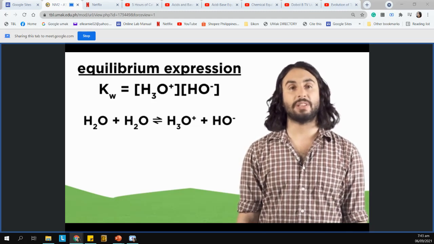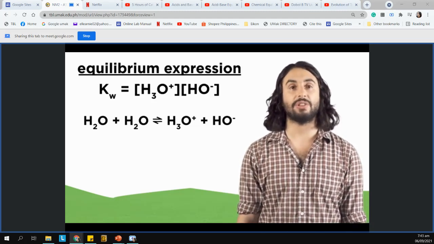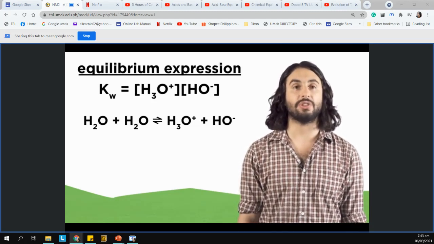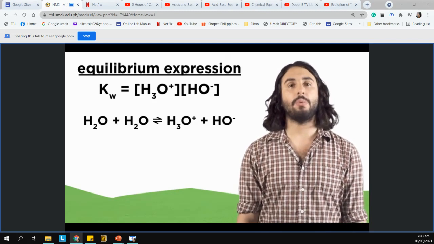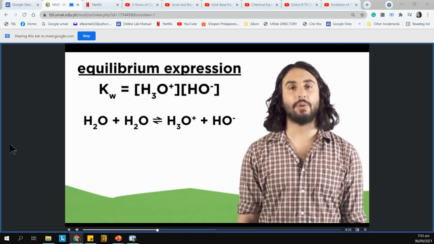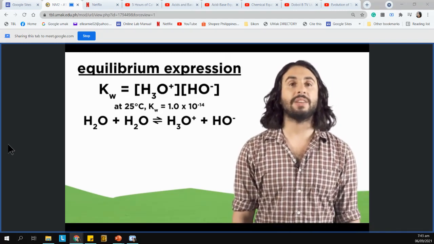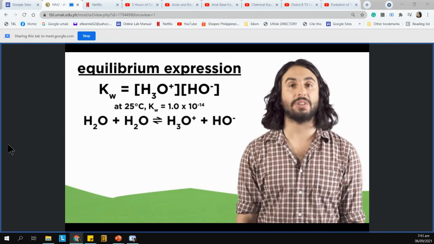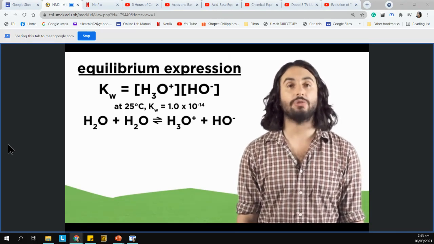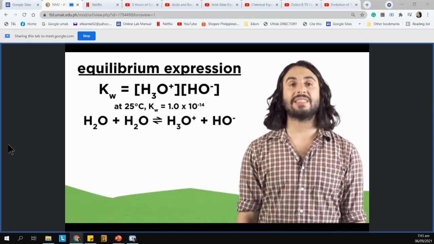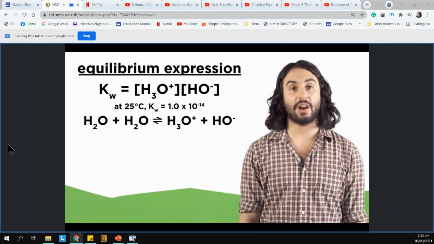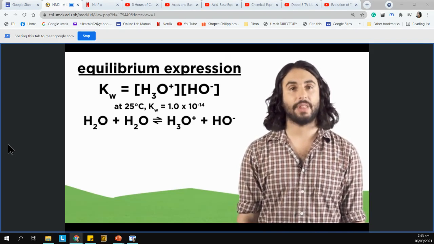We can write an equilibrium expression by showing the concentrations of the products over the concentrations of the reactants. We will only include gases and aqueous substances, so here it will look like this. At room temperature, this equals 1 times 10 to the negative 14, or 1/100 trillionth. That's the fraction of water molecules that are ionized at any moment.